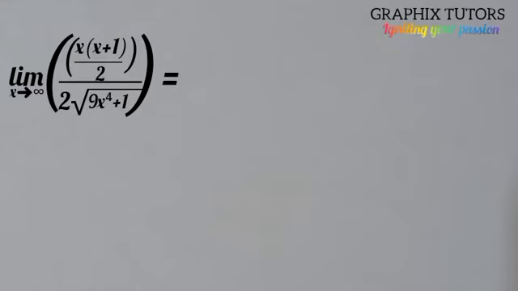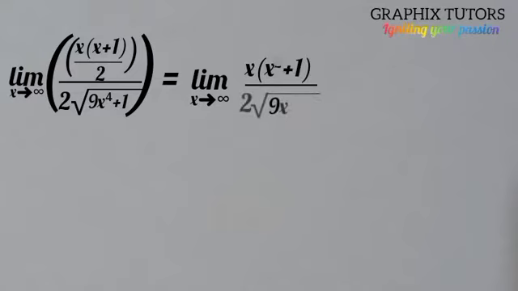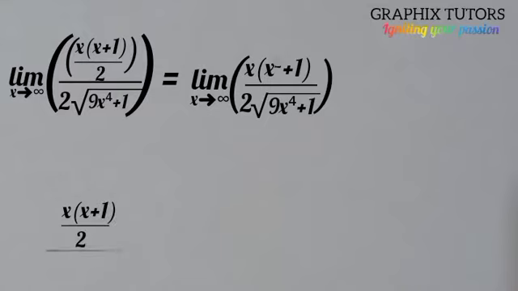The limit of x tends to infinity, x multiplied by (x plus 1), all divided by 2 times the square root of 9x to the power of 4 plus 1. Now you might be wondering, how did I get this? Now let's see. If you have x times (x plus 1) divided by 2 all over the square root of 9x to the power of 4 plus 1.